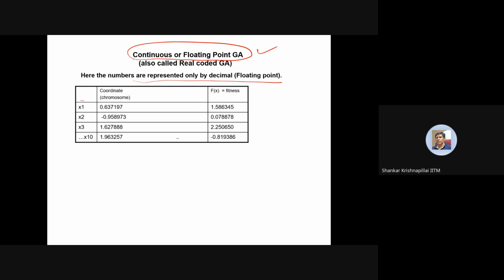Here also you take a random number of x coordinates: x1, x2, x3 up to x10. These are the x coordinate values as they are. They are not converted to bit strings. There's no need to do all these things. It is just written in the usual decimal notation, and you also note the objective function value, the fitness. So this is the best, this is the next best, this is the next best, and this is the least. It has to be ranked later.